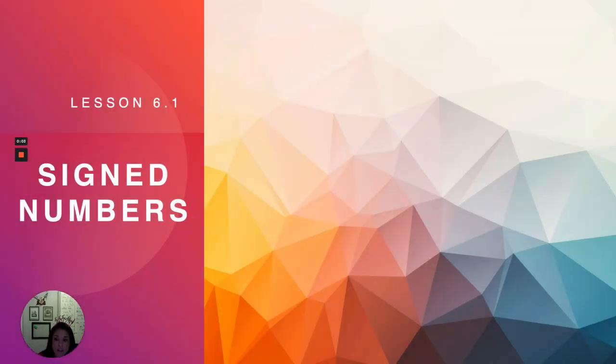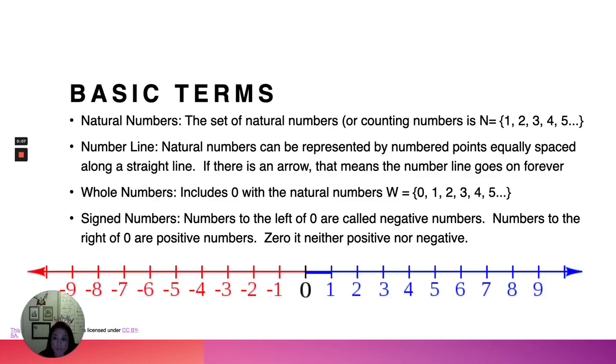Hello, we are beginning our lesson on 6.1 called signed numbers. Some basic terms that you need to know, which are a review to you. The first one is natural numbers. These are your counting numbers, beginning with 1: 1, 2, 3, 4, 5, 6, 7, and so on. And it goes on into infinity.